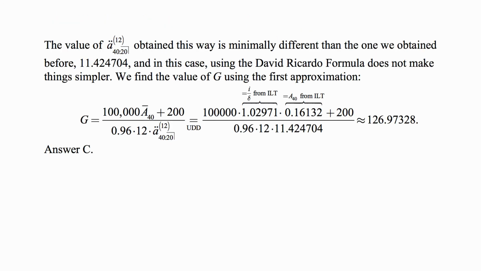So we just find the value of G using the first approximation. We plug in all the numbers. And of course, A bar 40 is written as i over delta times A40. i over delta is in the table, for 6% of course, and A40 with interest rate of 6% is in the table. So we plug it all in and we get 126.97328. That's answer C.